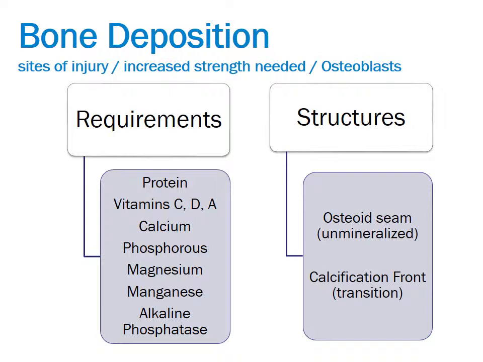Now, all of this is not laid down at once. Osteoblasts first lay down the protein ground substance called osteoid in a structure called an osteoid seam. Within 72 hours, the osteoblasts will mineralize the matrix and form a structure called a calcification front.